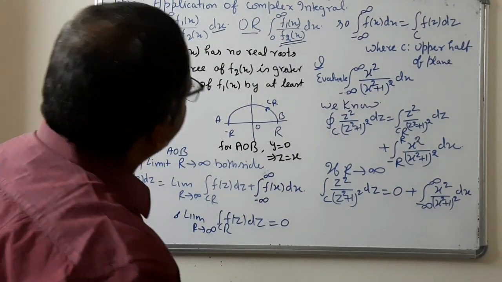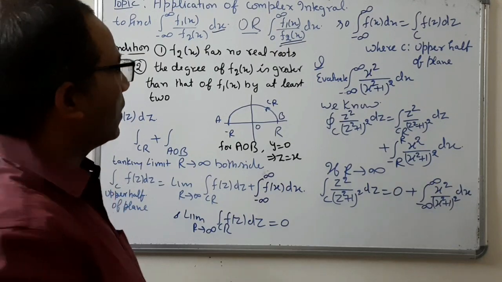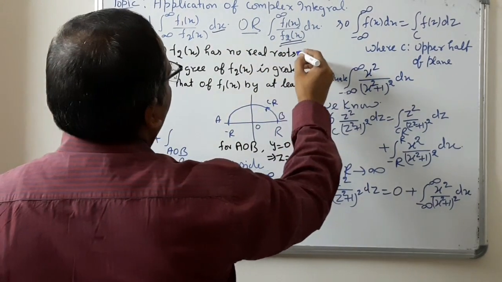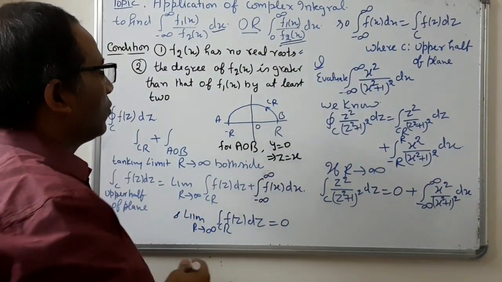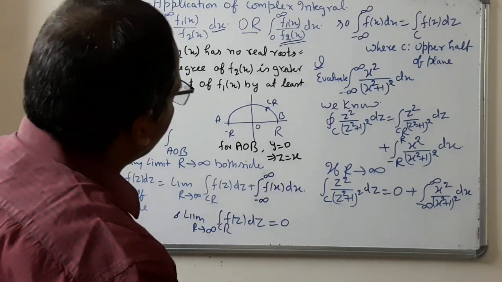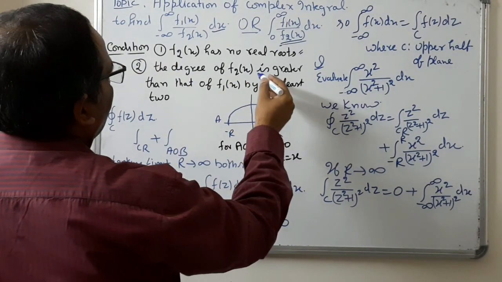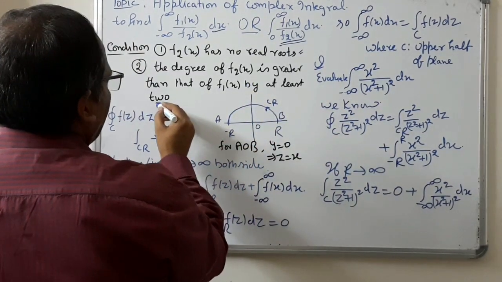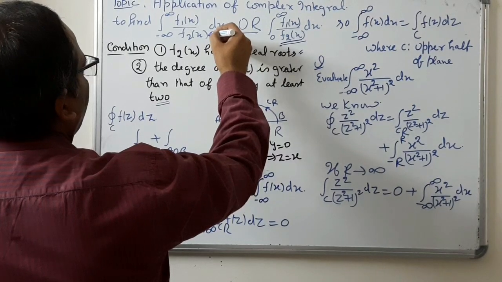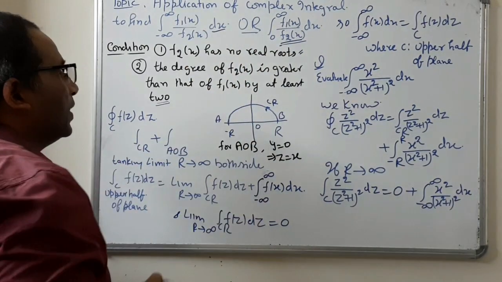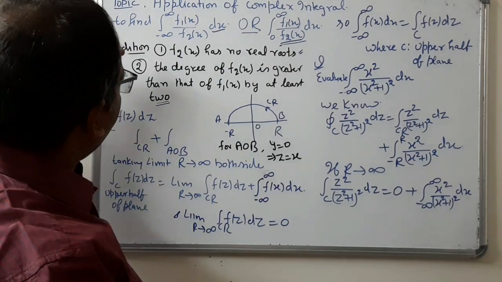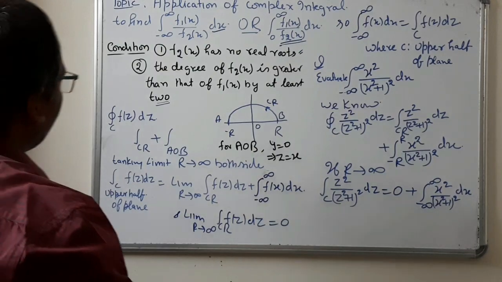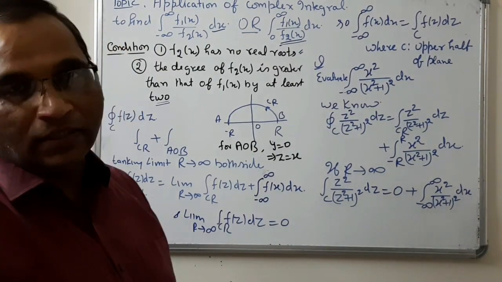For finding it using complex integration, there are two conditions. Condition number one: f2(x), that means the denominator, has no real root, only imaginary roots should be there. And condition number two: the degree of f2(x) is greater than that of f1(x), the numerator, by at least 2. If these two conditions are satisfied for the integration from minus infinity to plus infinity, in that case we can find the integral using complex integration.